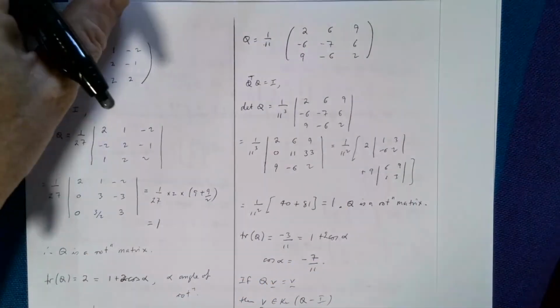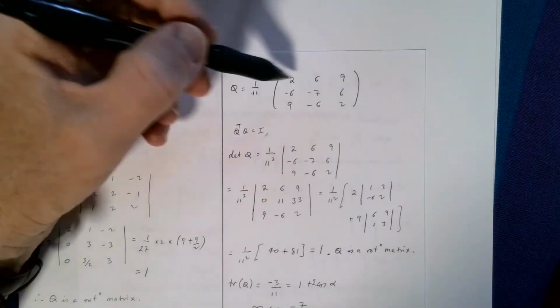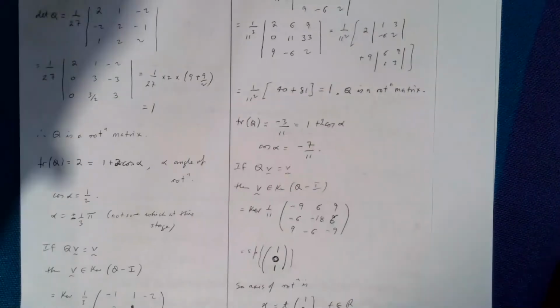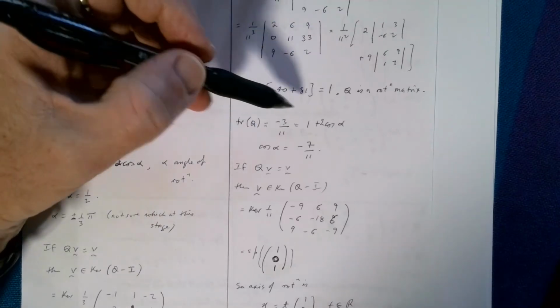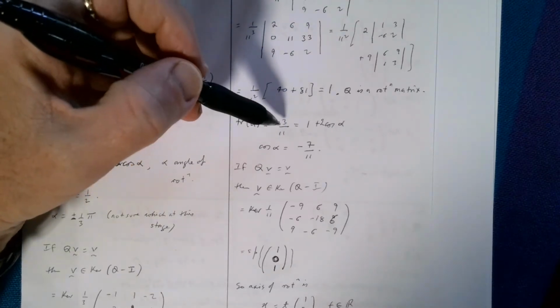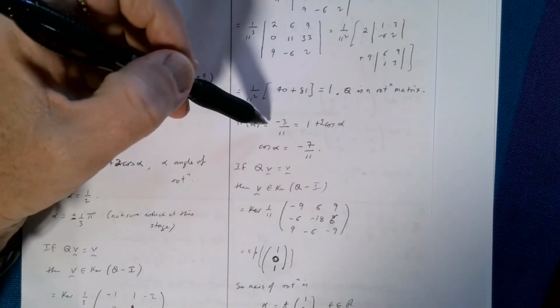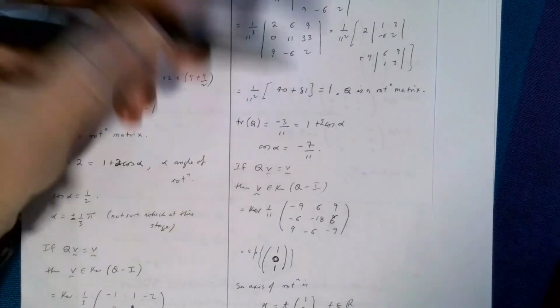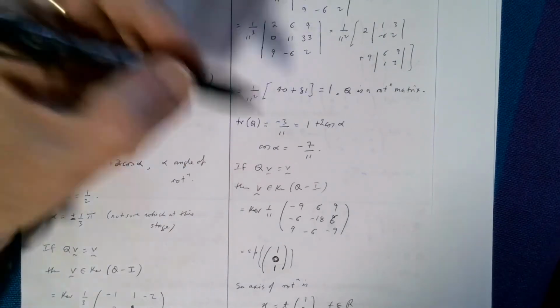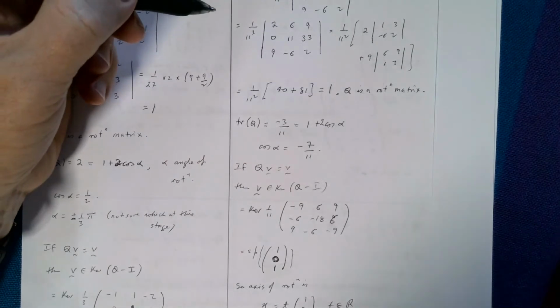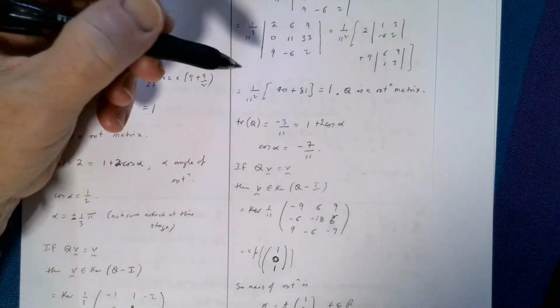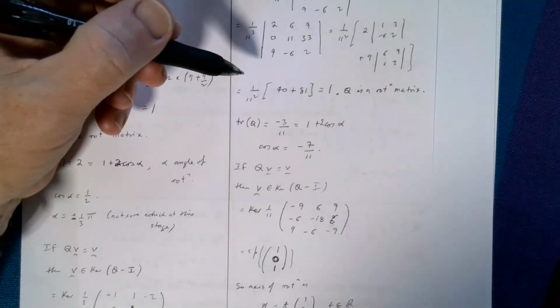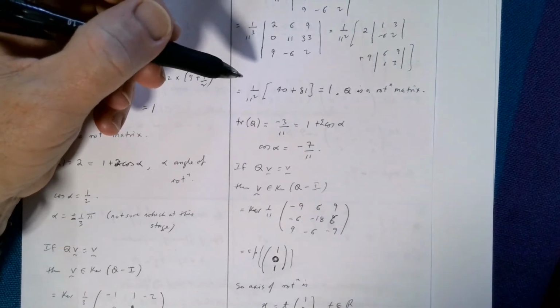Now to get the angle, again we take the trace of Q. Go back to Q here, the trace is going to be 4, that's minus 3 on 11, and that's 1 plus 2 cos alpha, and I can simplify this. Take minus 1 on this side, that gives me minus 14 on 11, divided by 2 is minus 7 on 11. Now again, we're probably best to leave it in this form, and this doesn't pin the angle down. There are two possibilities here. The cosine is negative, so it's either in the second or the third quadrant.